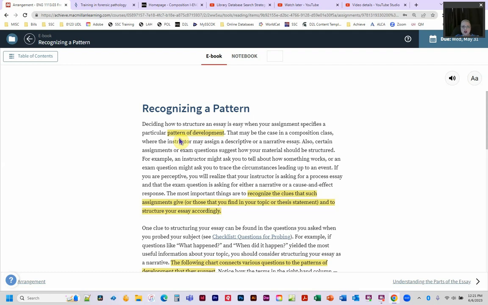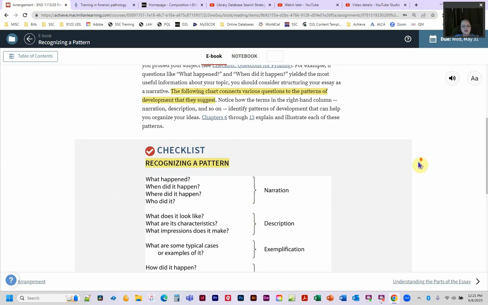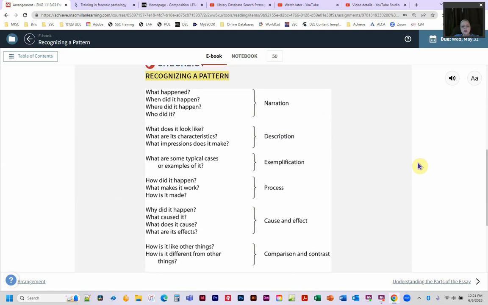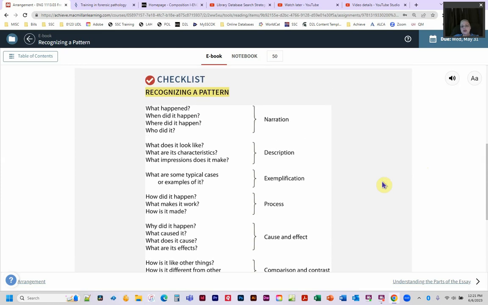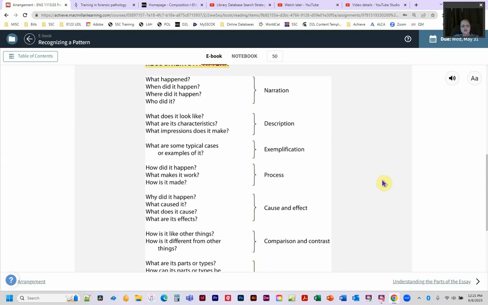Remember, one of those first chapters that you read was understanding your assignment. This is one of the things that you're going to look for: are there any particulars that you have to follow when it comes to organizing your information? And so here are the different patterns of organization that you might be required to use. And we're going to look at some of these this semester, and some of the others we'll look at in Comp 2. Different teachers look at different things.